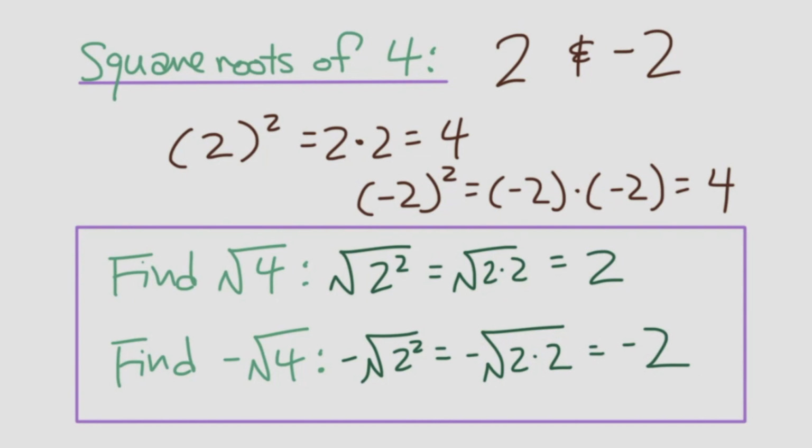Find root 4 and find negative root 4 are different things, and neither of them are the same thing as what's on top. Keep that in mind. It's a very important distinction that a lot of people have a lot of trouble with. It's very important that we have this distinction really clear from the very beginning.